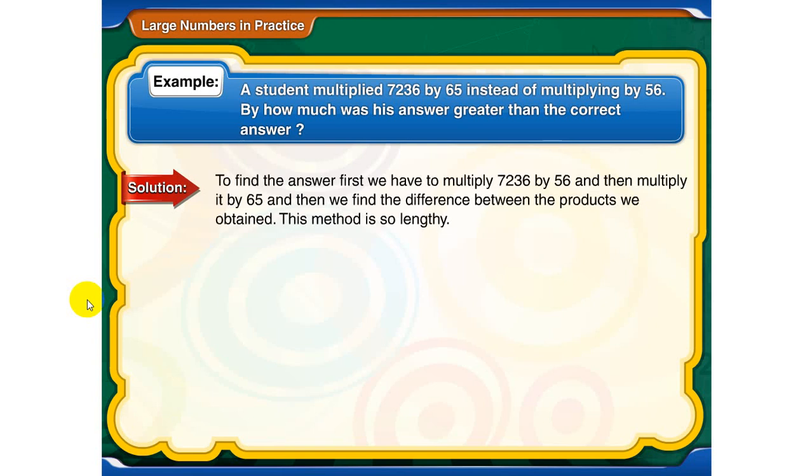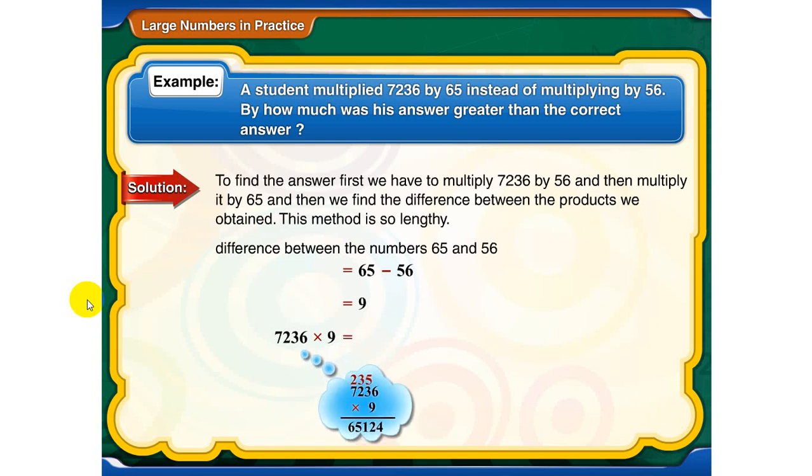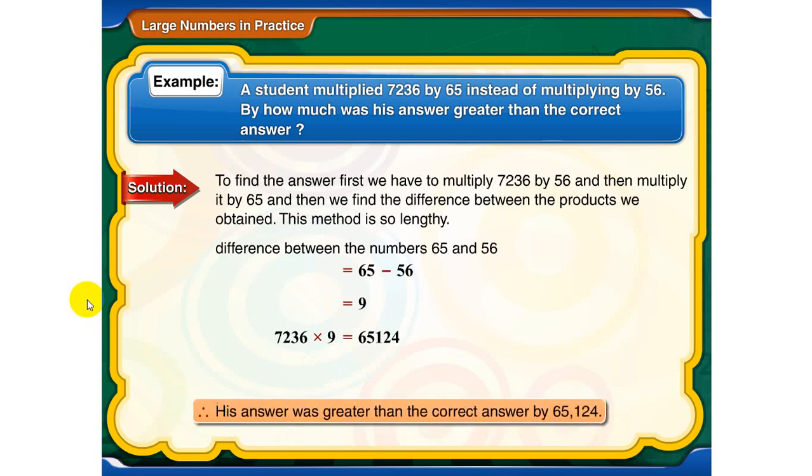In the second method, first we find the difference between the numbers 65 and 56, which is 9. Then we multiply 9 by 7,236 and get 65,124. That is the required answer. Therefore, his answer was greater than the correct answer by 65,124.